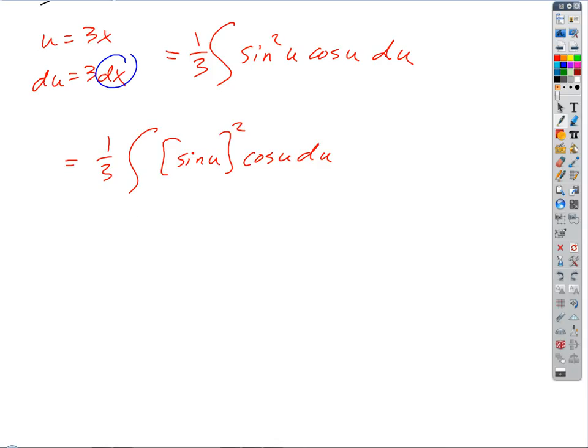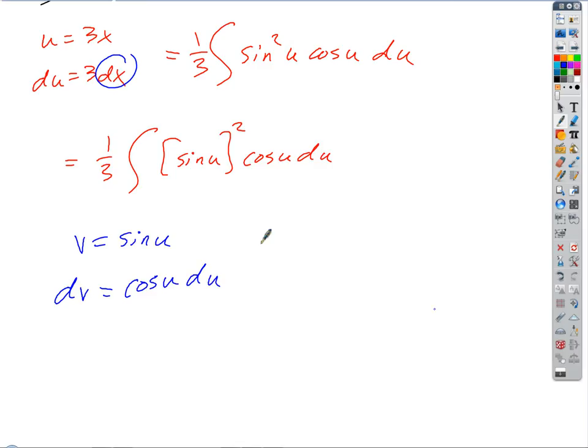So what might be a logical choice for our second substitution? Sine u equals v, right? So if we let v equal sine u, what's dv? Cosine u du, right? Now that fits really well, because we have it.